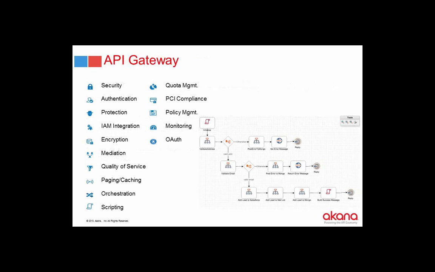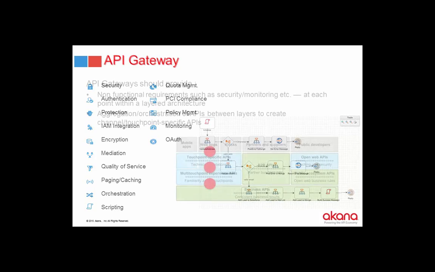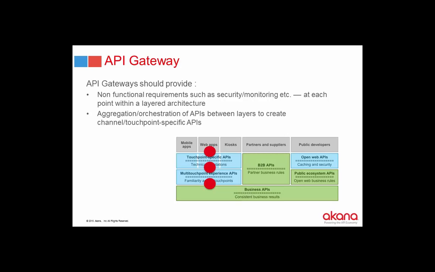Let's look at the gateway next. So the gateway provides a lot of different runtime capabilities like security, authentication, encryption, mediation, and whatnot. The API gateway is sort of where the rubber meets the road, where you're managing all of the non-functional requirements and orchestration and mediation of these different API calls.